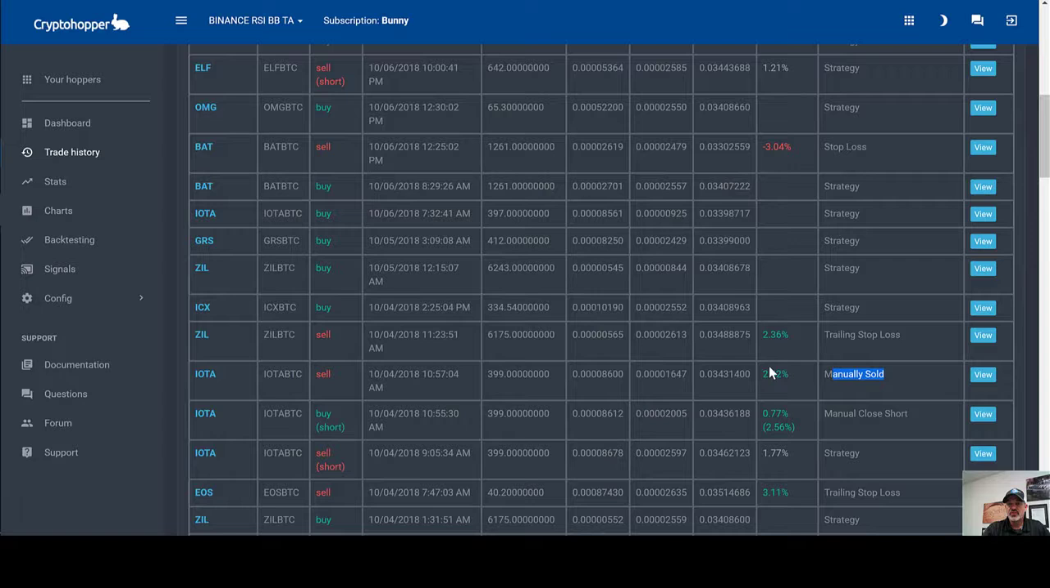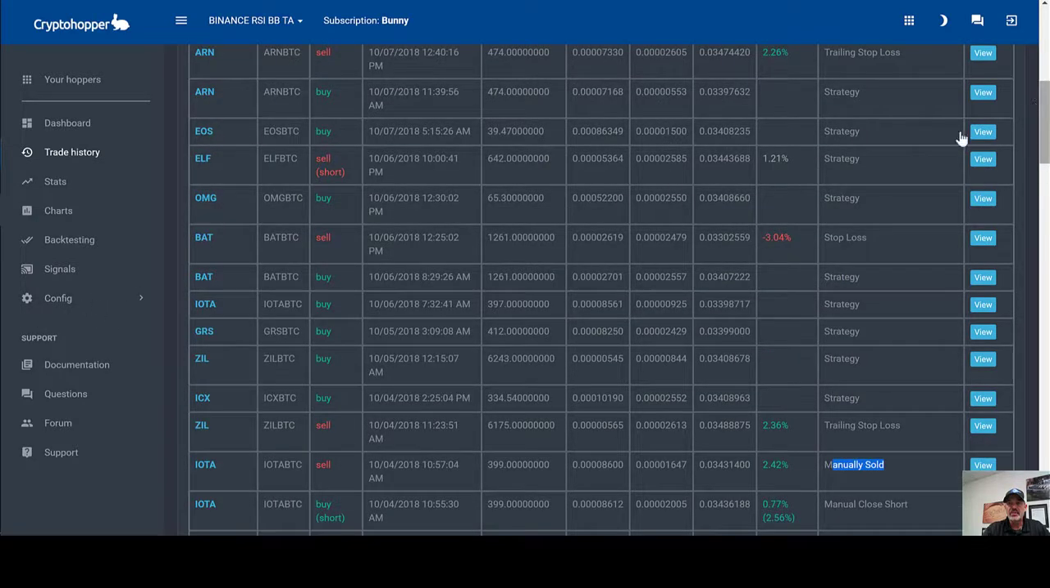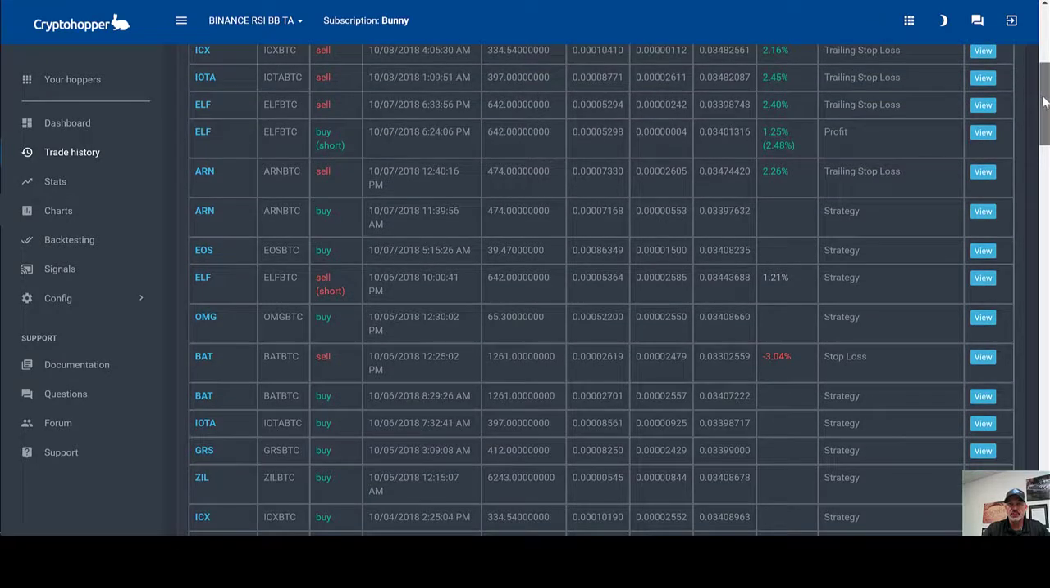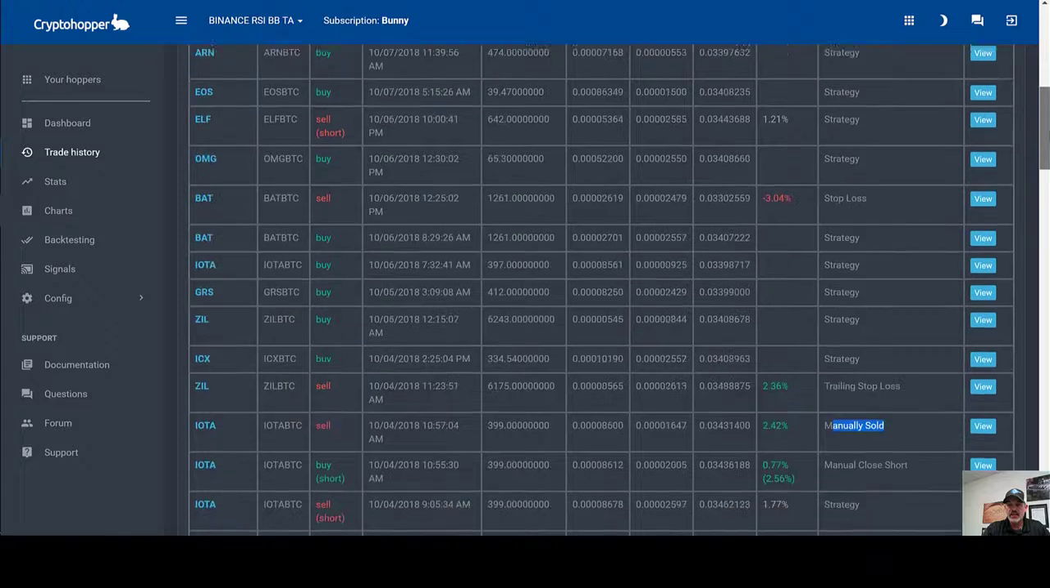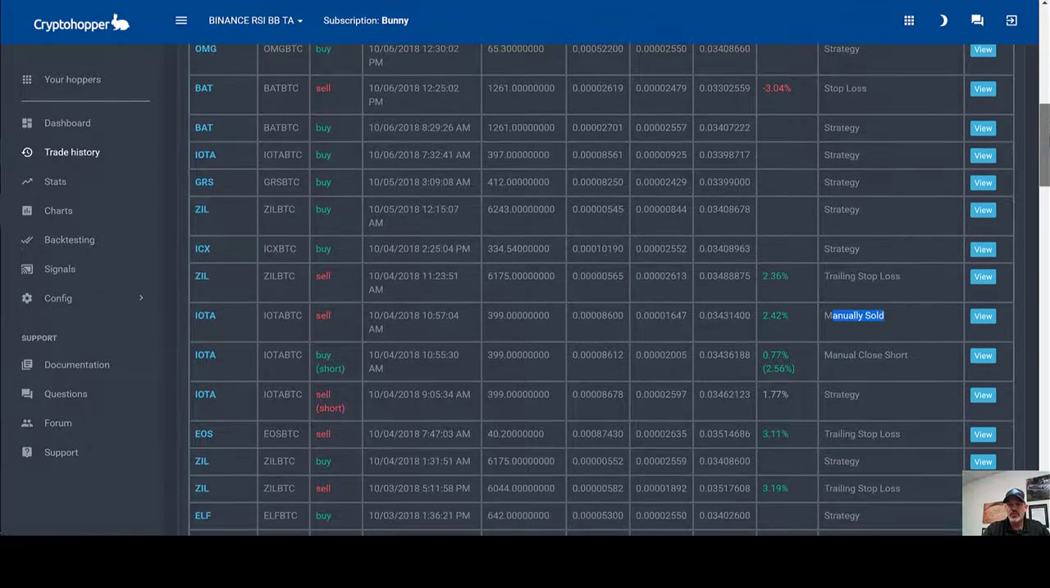Now we have since fine-tuned our settings within our configuration, and so now it's actually doing it via the automated bot. We don't actually have to do it. So ELF is an example of one that went through the process without our involvement whatsoever. If we look back at the date that we purchased ELF, we purchased ELF back on October 3rd via our strategy. We bought 642 tokens, and so we put a buy on.